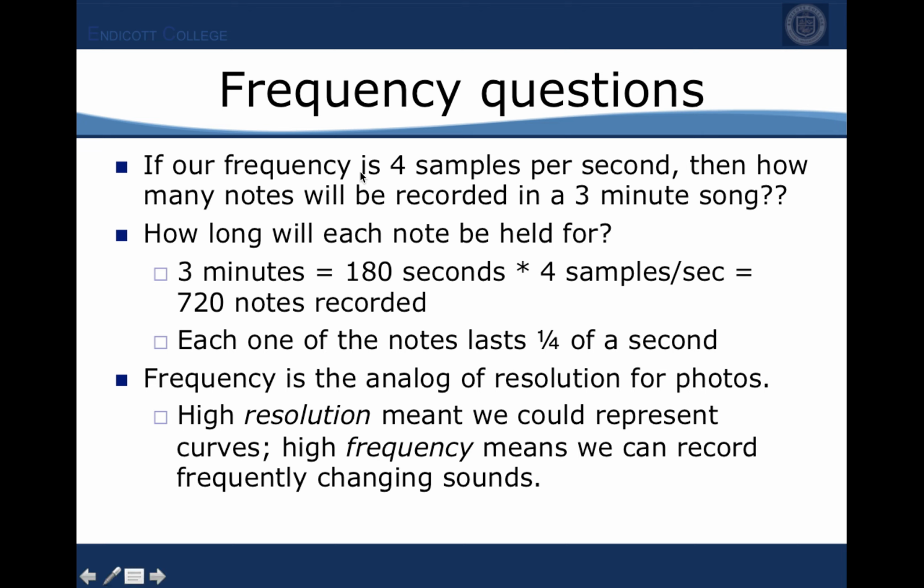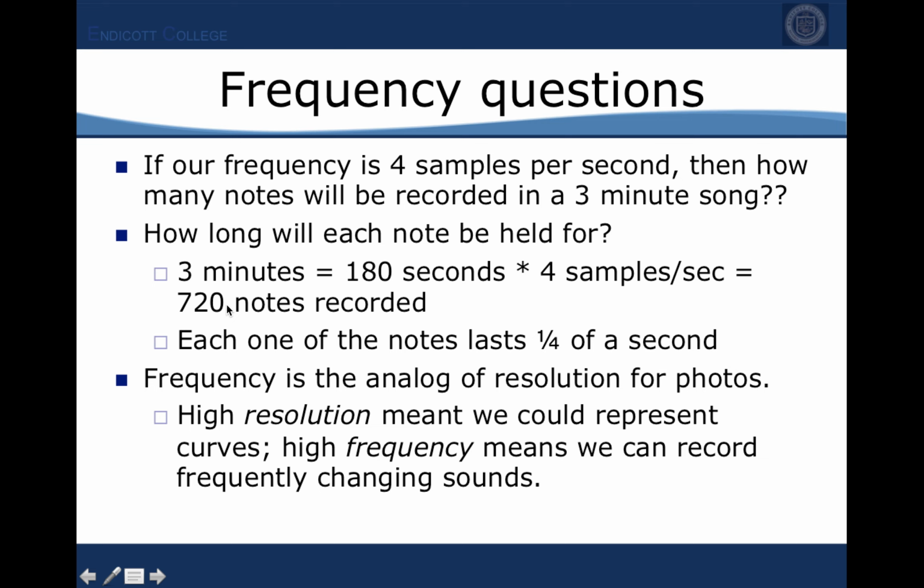But anyway, if our frequency is 4 samples per second, meaning I'm going to make 4 recordings of what I'm hearing every second, so obviously at the quarter-second mark, the half-second mark, the three-quarter-second mark, and at the end of the second. Then how many recordings will I make if my song is 3 minutes? Well, this is hopefully not too crazy to compute. A 3-minute song is 180 seconds, and if I'm recording 4 times every second, if I multiply by 4, I get 720.